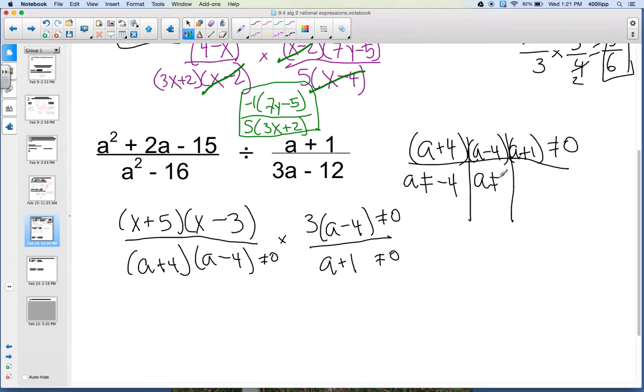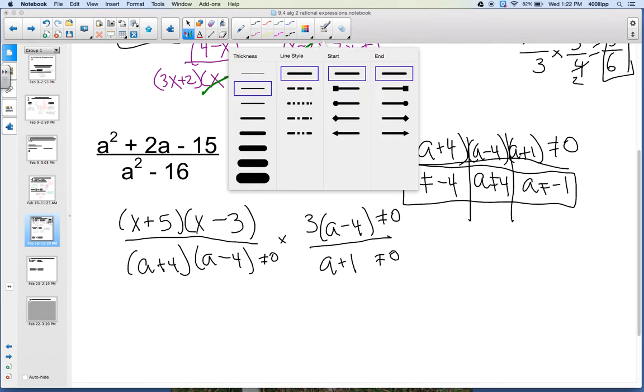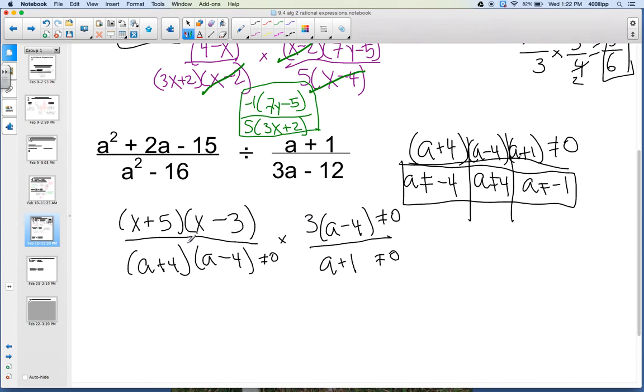A cannot be 4, and a cannot be negative 1. These are all of my restrictions. Okay, so now we can go ahead and cancel some things out here. Let's see what we got. We have an a minus 4 and an a minus 4. Those cancel. And it looks like that's the only thing that can be canceled here.